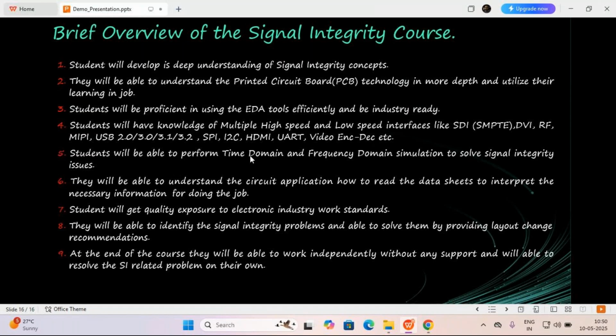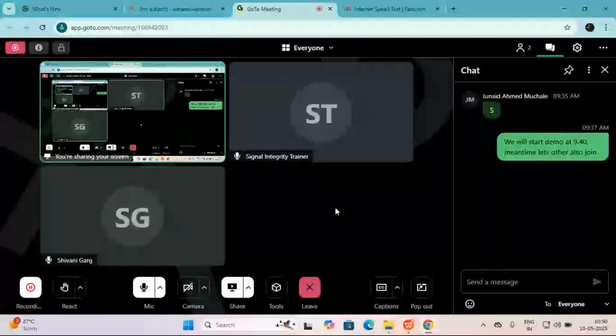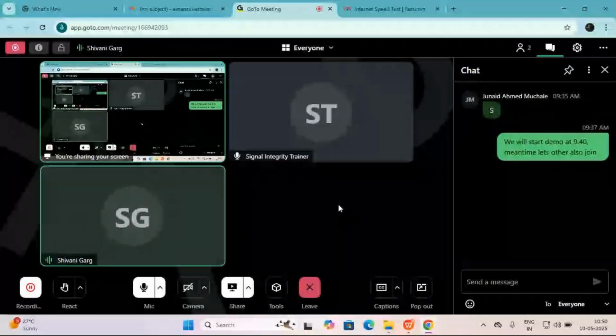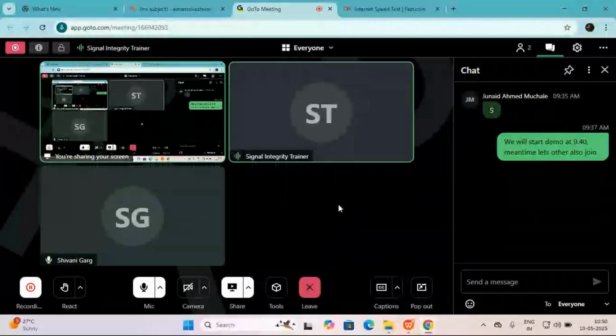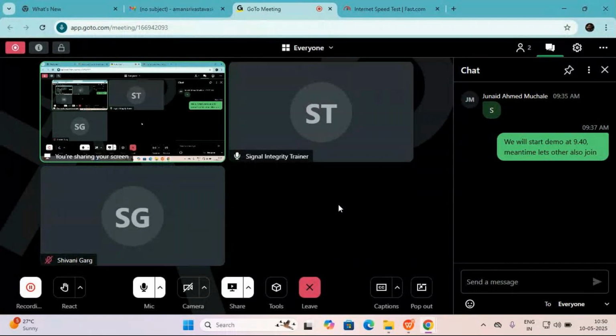Yes, tell me. It will include the time domain and frequency domain. So the eye diagram will also be a part of these sections. Yes, the eye diagram comes under time domain simulation. But in order to derive the eye diagram, you should know the channel characteristics. To derive the channel characteristics, you will be using the frequency domain as well. So first, you have to perform the frequency domain. Then, using that frequency domain data, you have to perform the time domain. Yes, it will be included in this course.